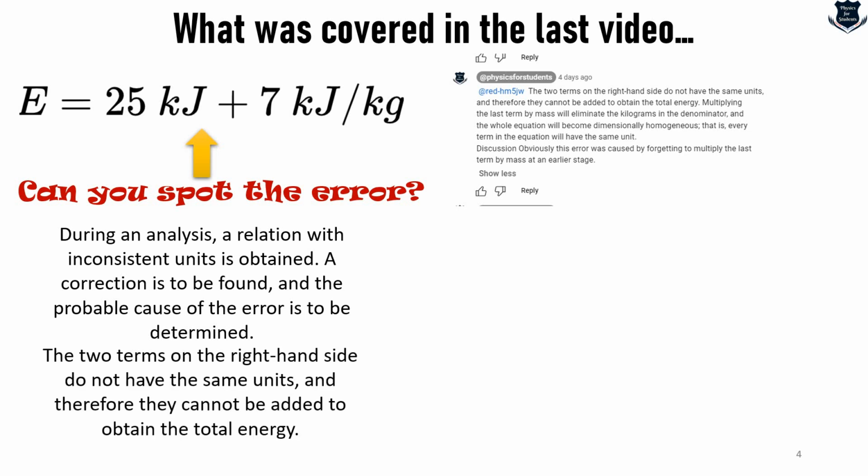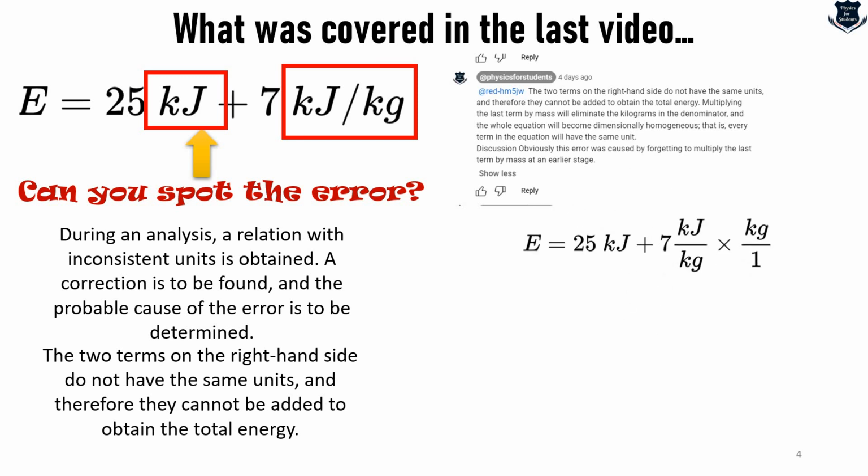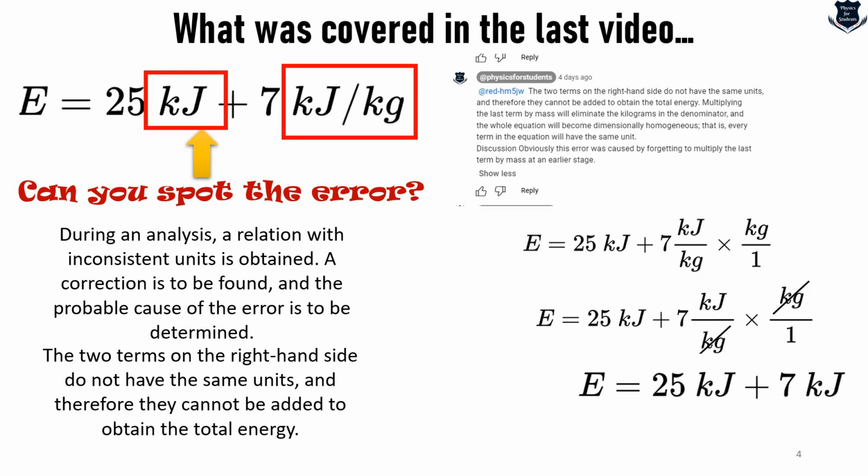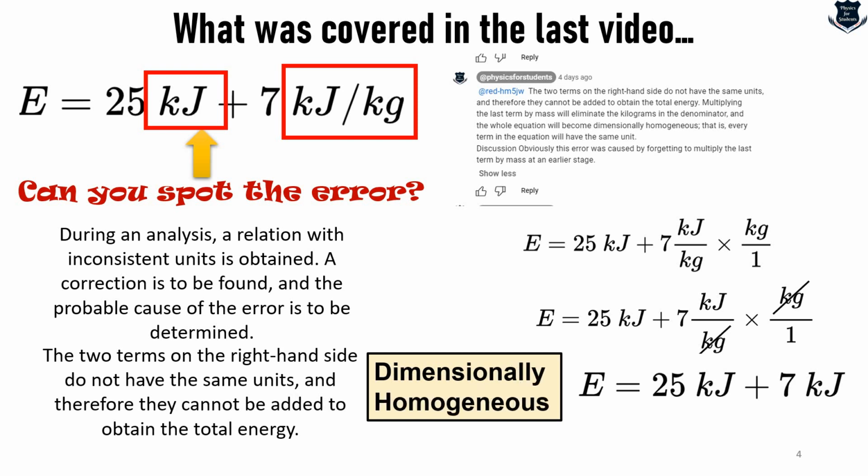Now, as you can see in this equation in the last video, the two terms on the right hand side do not have the same units, and therefore they cannot be added to obtain the total energy. So the solution is to multiply the other term by the kilogram and then cancel it out, and therefore find kg and kilojoules on either side and add it. So thank you to Red, who put it up in the comment box, and this is what I tried to mend, but maybe my communication was not clear, apologies, but this is how we do it. So we come to what we call dimensionally homogeneous. I mean to say that you cancel out and get the same unit and then do the mathematical calculations.